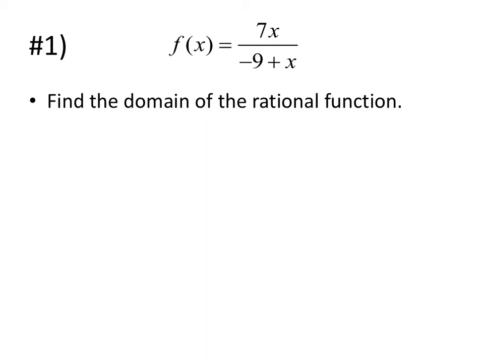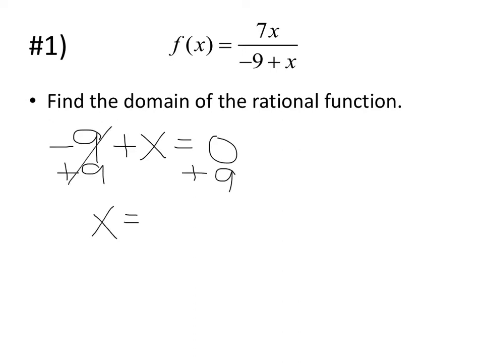Alright, number 1 says find the domain of the rational function. So remember, when you're talking about domain, you want to set the denominator equal to 0 and then find out what x cannot be. So I'm going to add 9 to both sides. You get x is 9. So if I were to plug 9 in for x, I would get 0 in the denominator. And we know that's a no-no. So remember, your answer is this.